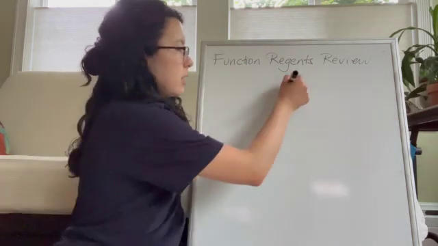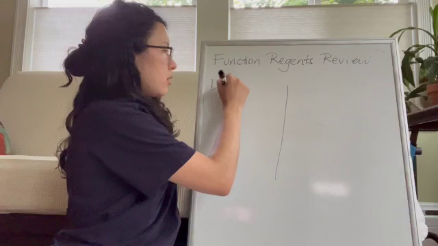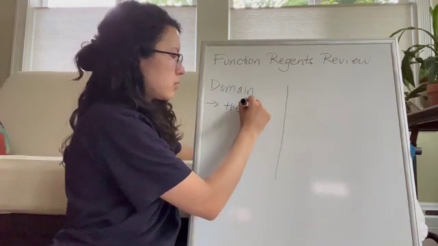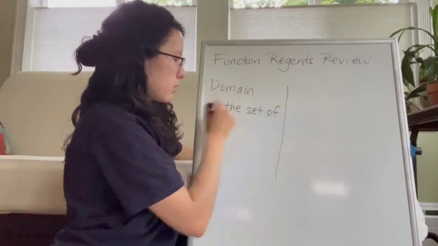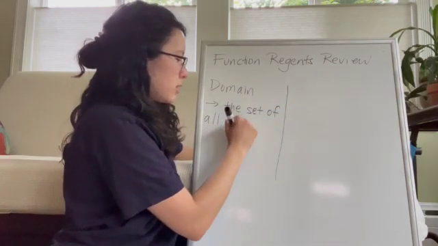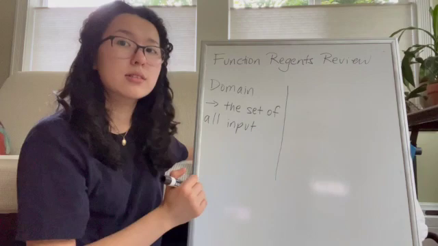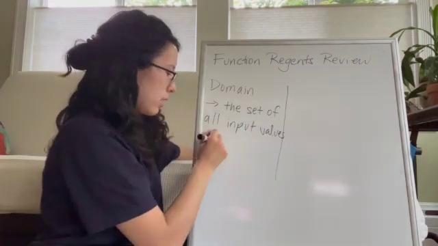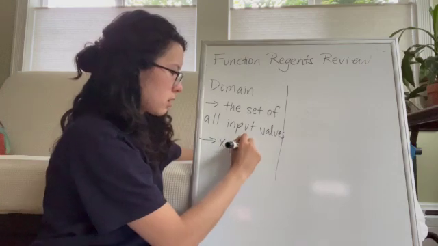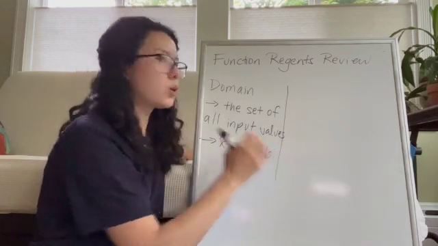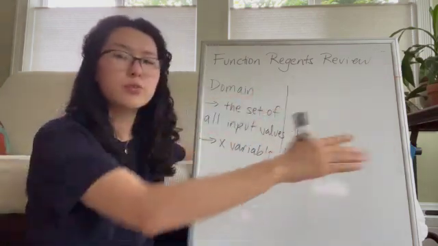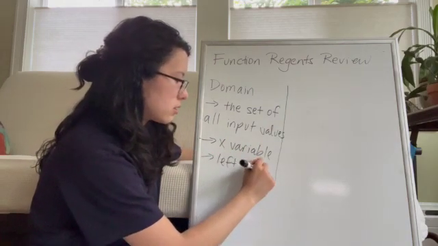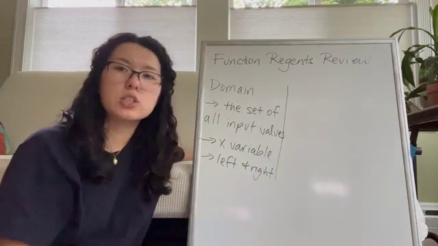So just if you wanted to take notes on that, under domain, you're going to put that it is the set of all input values, and you know that this relates to the x variables. So all input values, x variables, and if you're looking at a graph, you're looking how far left and right your function is going. So I'm going to put left and right. All of this is relevant to put into your note-taking sheet under domain.